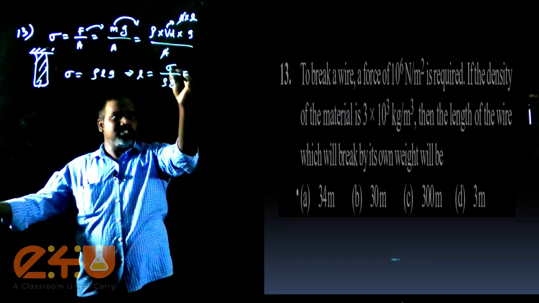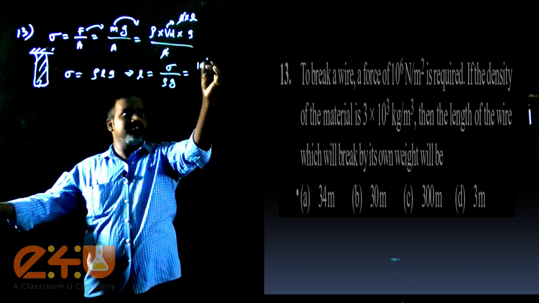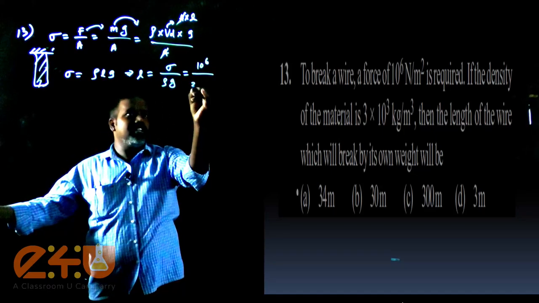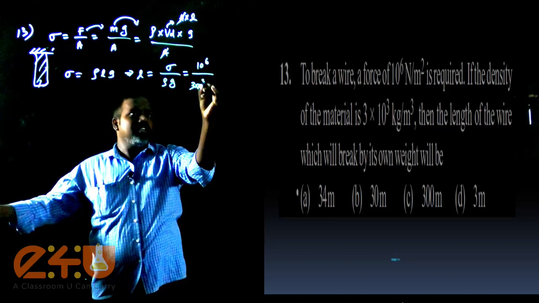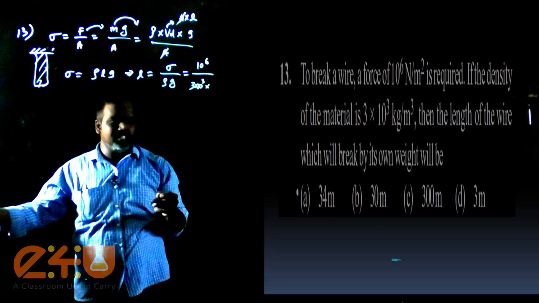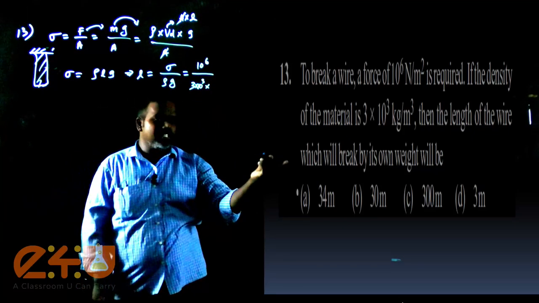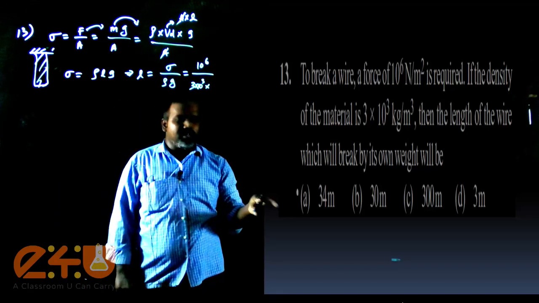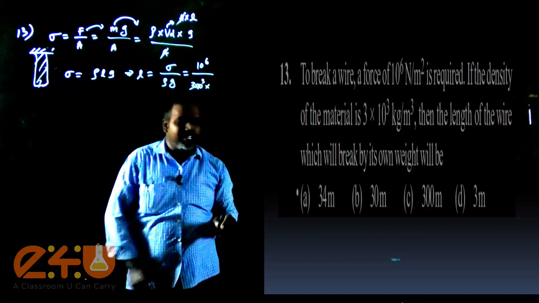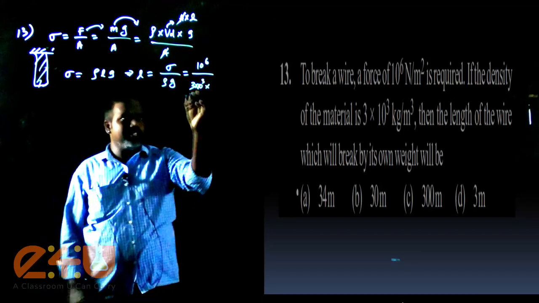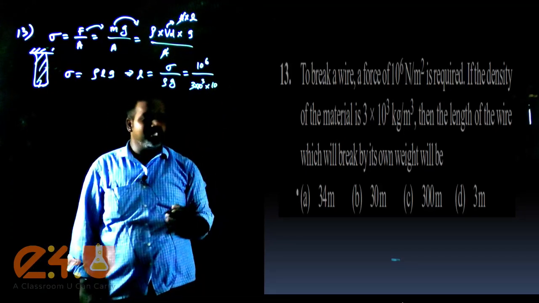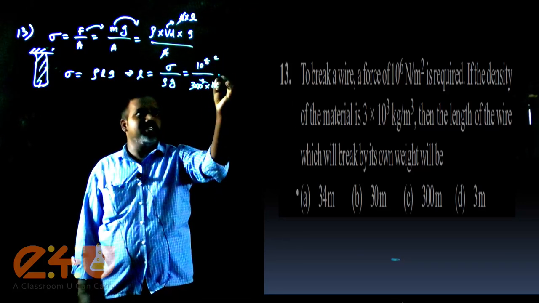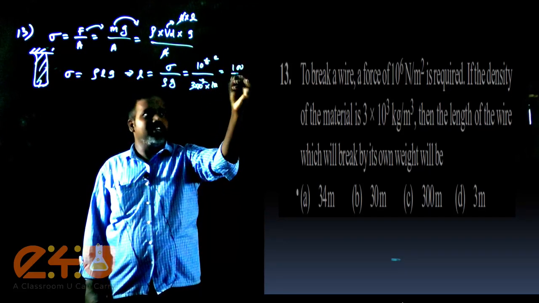So sigma is 10 to the power of 6 as given, divided by density, which is 3 into 10 to the power of 3, into g. If nothing is mentioned, you can take g to be 10. Sometimes it depends on the option. We have to check whether g will be 9.8 or 10. So for convenience I can take it to be 10. So plus 4 is there, the 2 will be remaining. Therefore, I can get 100 by 3.